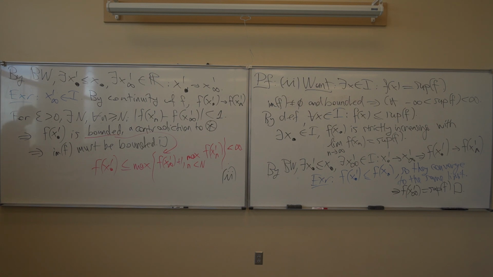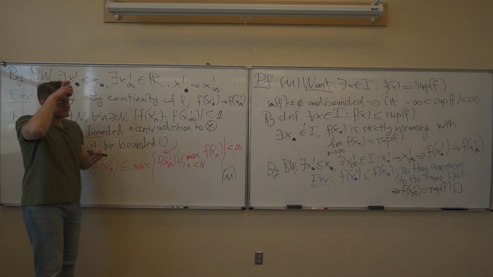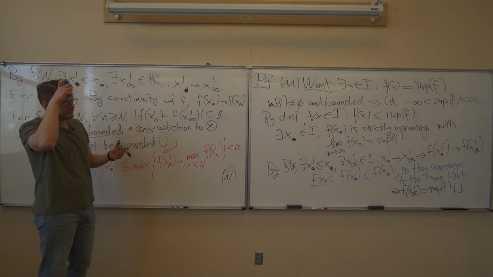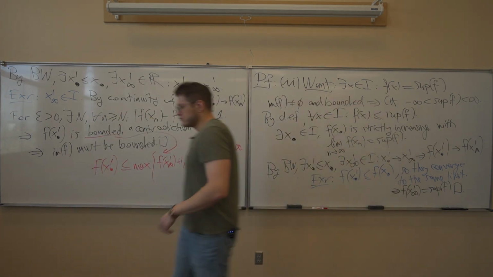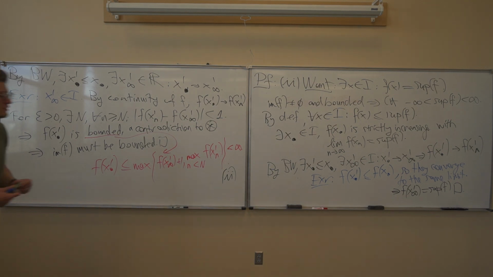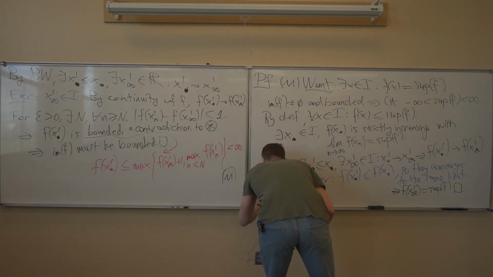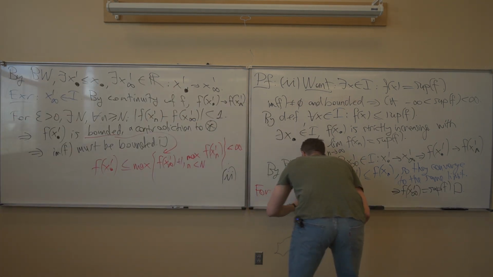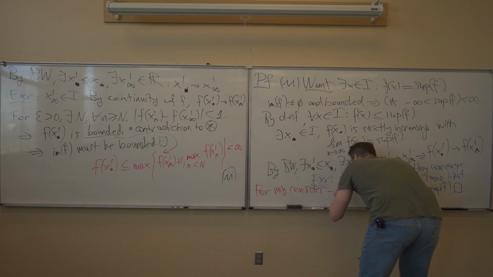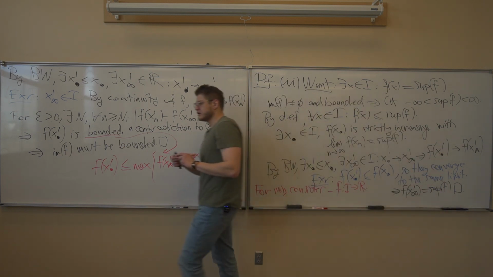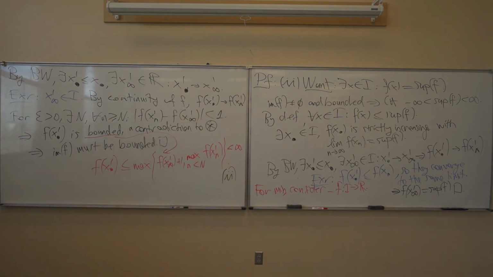Okay. And then finally, to get the statements for the min, what you can do is you can apply the same statement for minus f. For the statement with min, consider minus f, which you know is continuous because it's the scalar multiple of a continuous function. Okay, and that's how you do it.